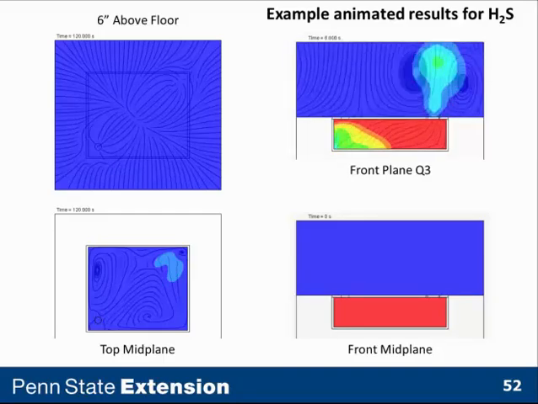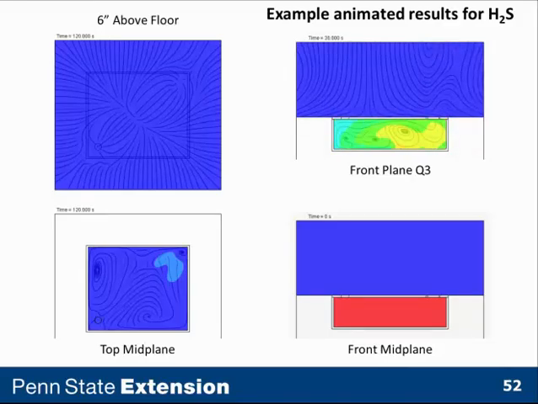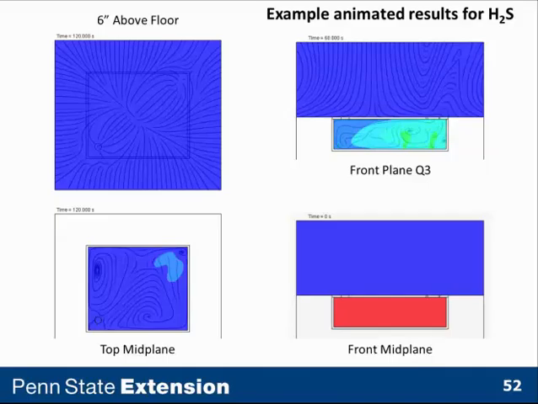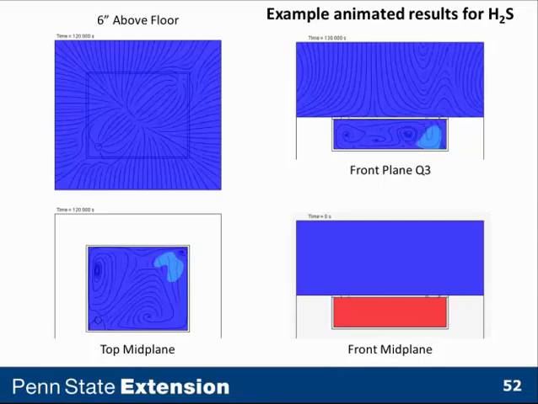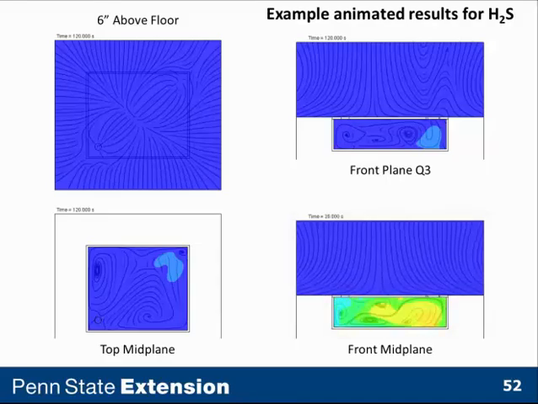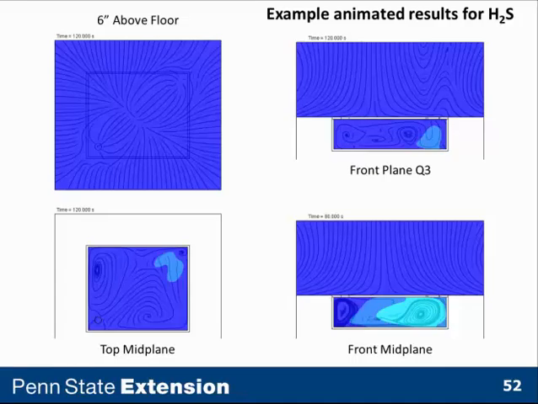The upper right, this is the vertical section at one quarter of the width of the building, a longitudinal section. And again, we see that after 120 seconds, mostly evacuated to zero parts per million of hydrogen sulfide and just a little pocket there still. And, of course, if we would have continued this animation a little longer, that would have taken care of that. And then the bottom right is the animation of the concentration at the longitudinal axis at the mid-width of the manure pit.